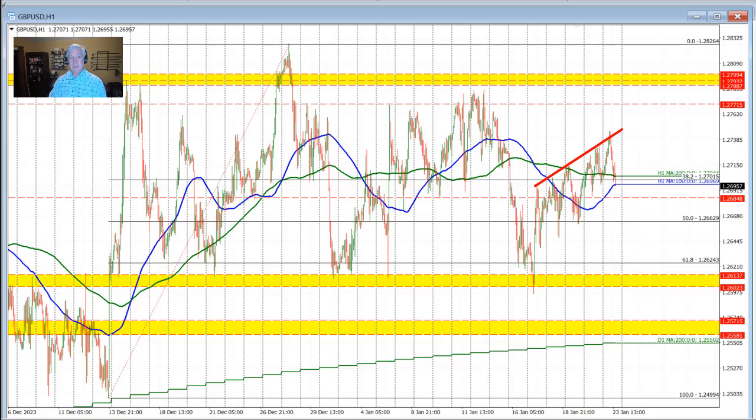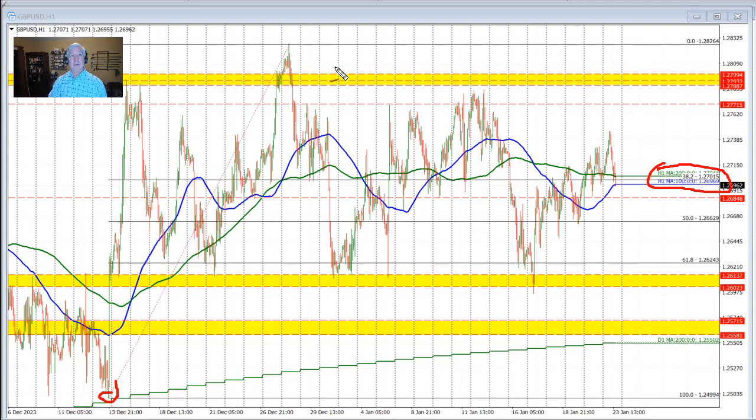We are now testing the 100-hour moving average. That's the blue line in this chart, and the 200-hour moving average, for that matter. These two moving averages, and the 38.2% retracement of the move up from this low right here to this high, make a cluster of support where we're being tested right now between 1.2696 and 1.2704. As a matter of fact, we're just below that level right now.